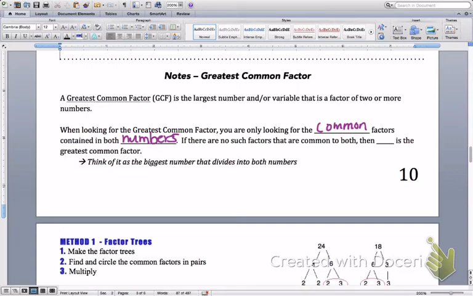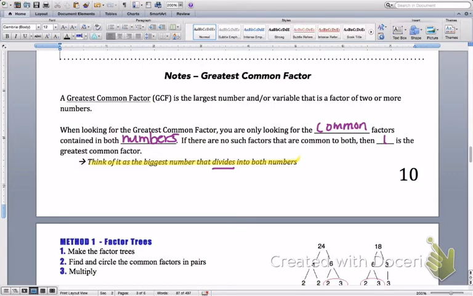So if there is no such factors, meaning there's nothing in terms of common numbers that they both have in common, then one is the greatest common factor. So again, if there's no number that divides into both of them, then the GCF is 1. Always think of the GCF as the biggest number that divides into both numbers. So again, what divides into both numbers? And if no number besides 1 goes into the numbers, then the GCF can be 1.